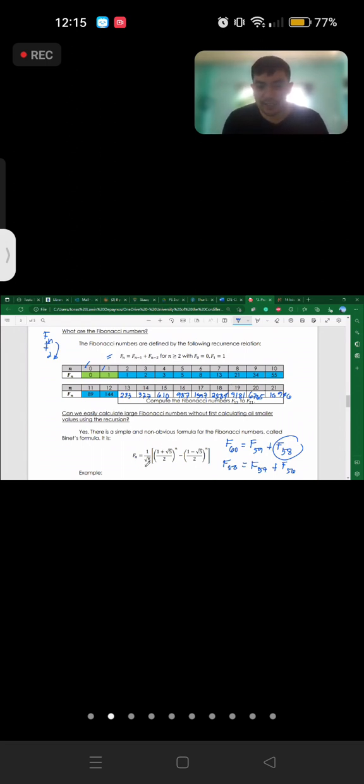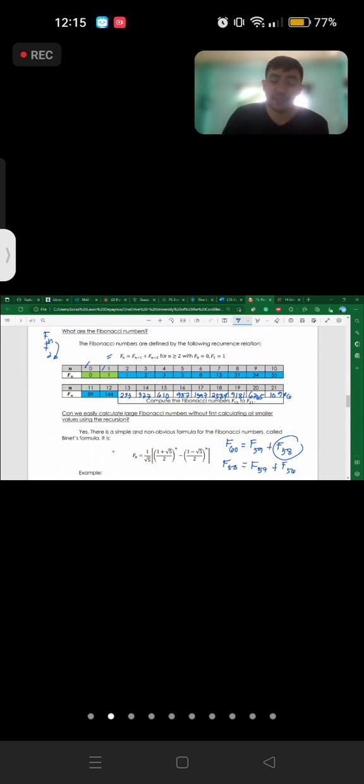Binet's formula is given by f sub n equals 1 over square root of 5, then open square bracket, then open parenthesis, 1 plus square root of 5, the sum divided by 2, raised to n, minus open parenthesis, 1 minus square root of 5, the difference over 2, raised to n, and then the closed square bracket.